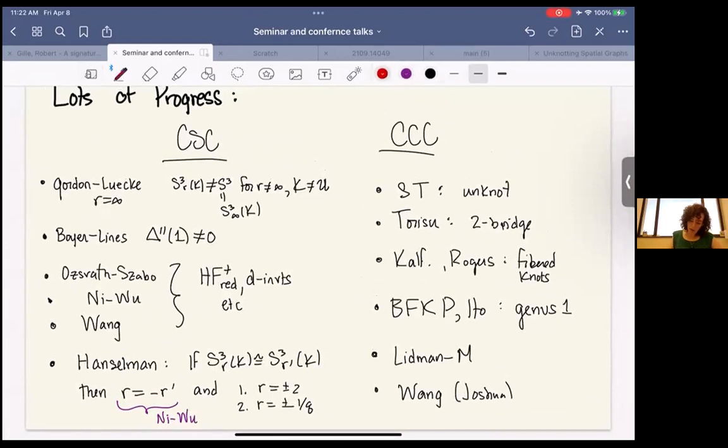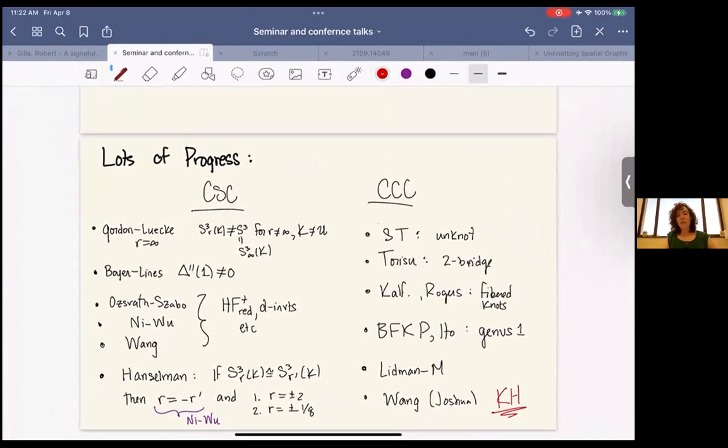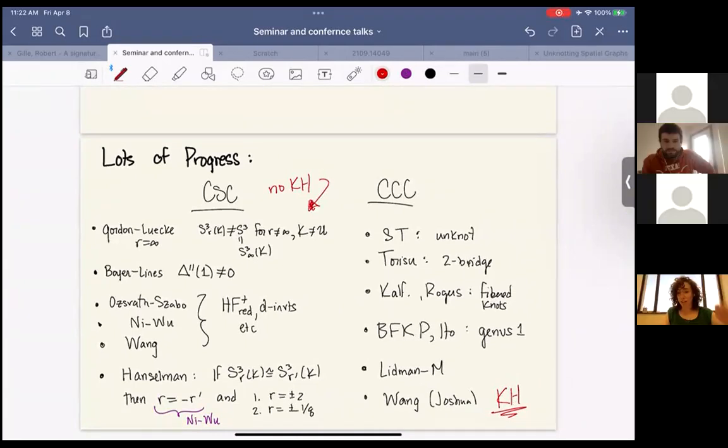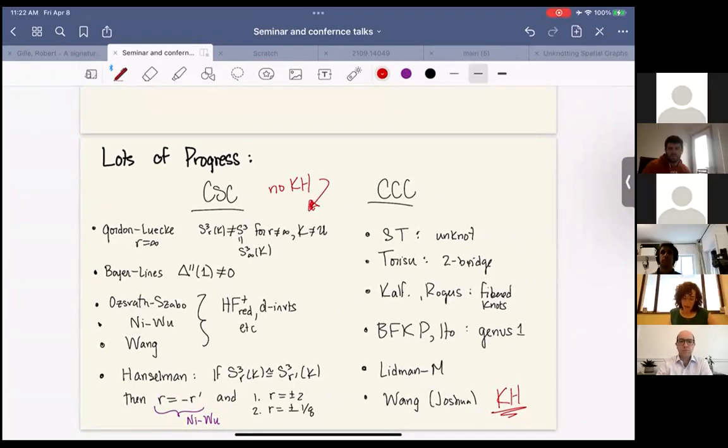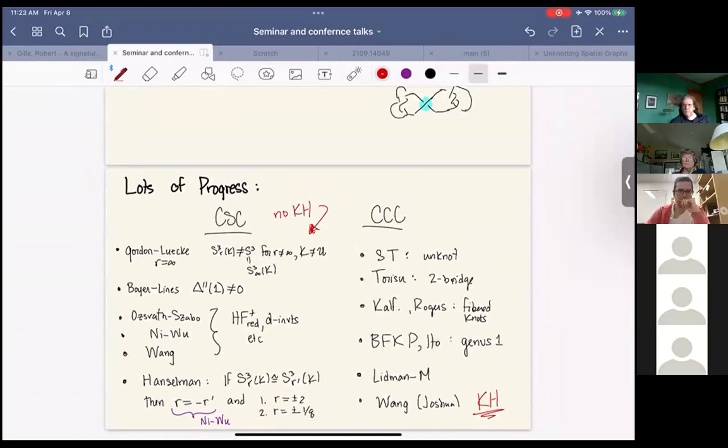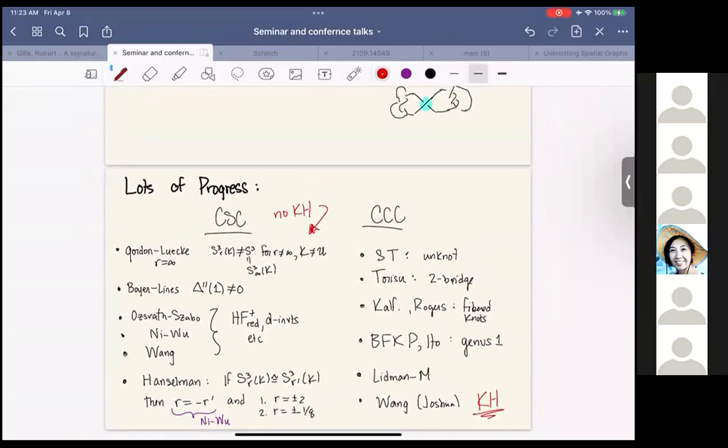I want to point out that Wang's result over here uses Khovanov homology in a way. But on this list on the left, there's no results really that use Khovanov homology at all. There's no appearance of that in any of these strategies that I know of. So I'm going to tell you about a result that tries to contribute to the list on the left using Khovanov homology. And I'll add as a passing remark that the orientation part here is an important consideration in the cosmetic surgery conjecture.